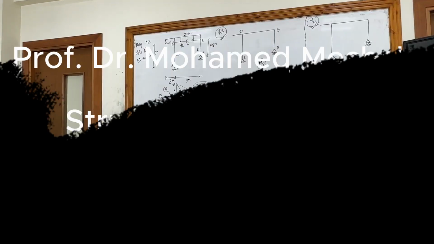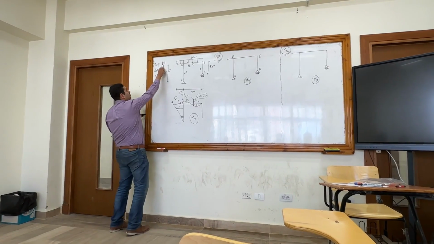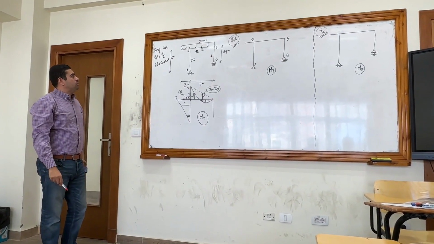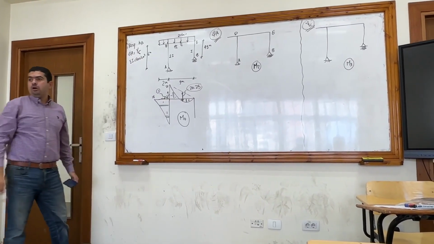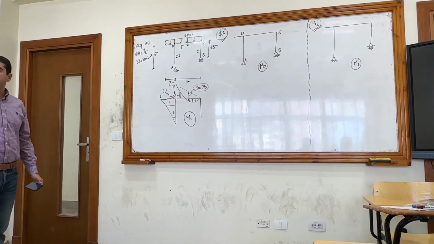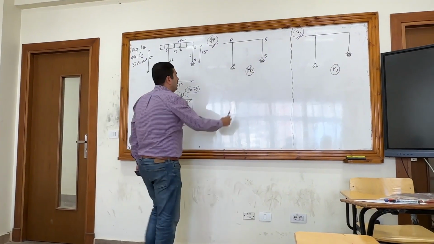Okay, we'll complete the last example. We only went through the first requirement, that was HB. Now we want to go through the other four requirements, phi A and YC. What does phi A mean? The rotation at A. Okay, and what's the procedure of the virtual work?